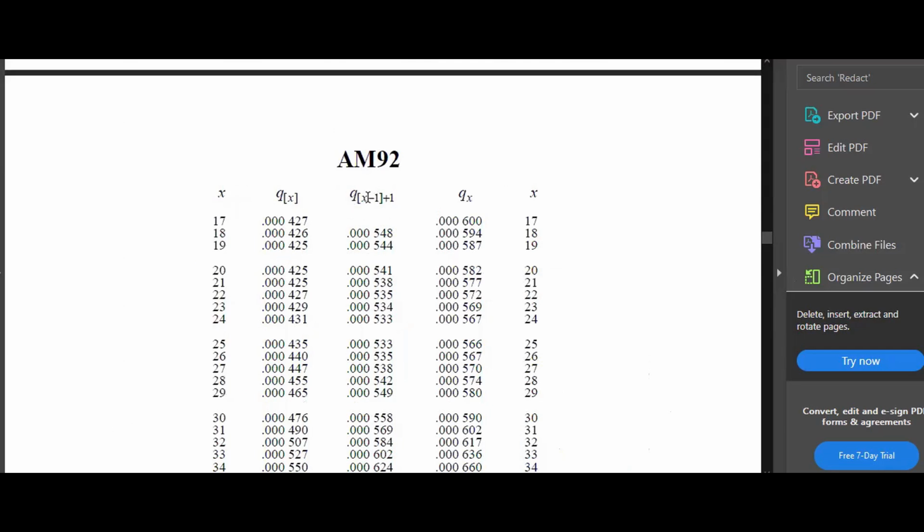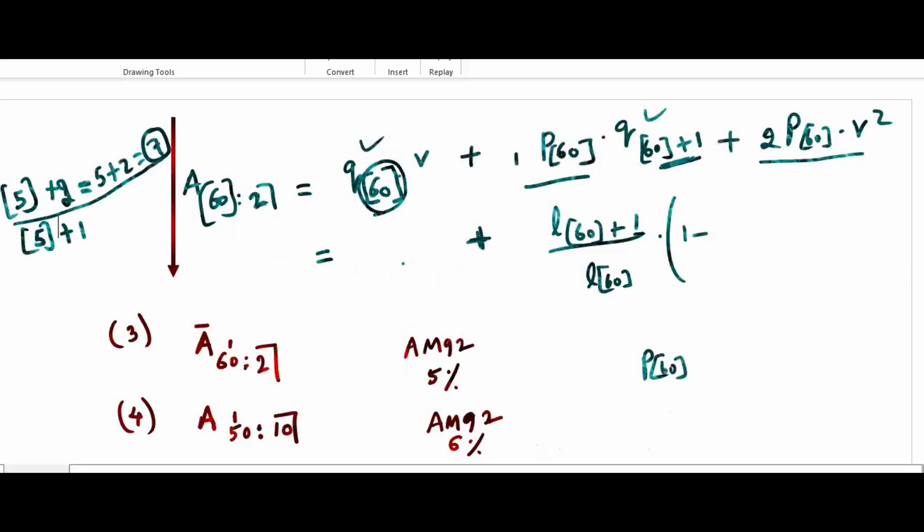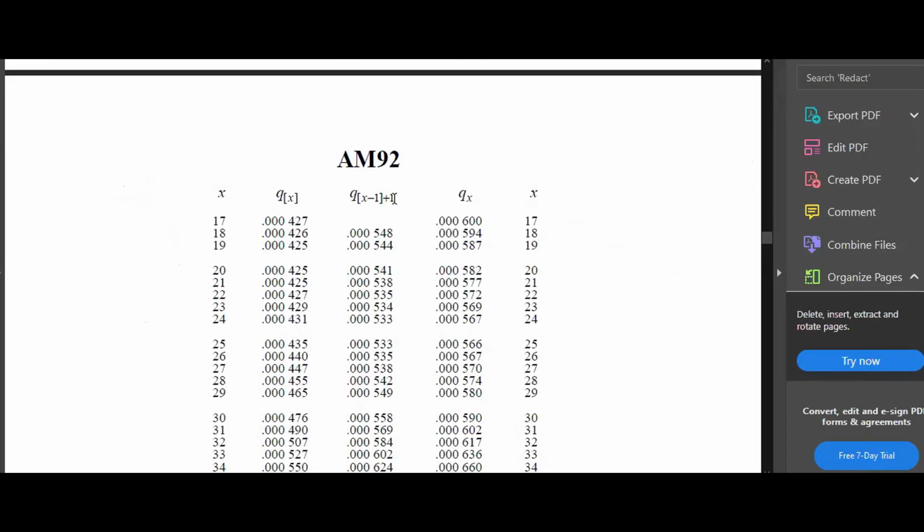See here, q x minus 1 bracket plus 1. This is given. Okay. Suppose you want to find this value, Q 60 plus 1 directly. Here x you have to consider 61. Okay, remember 61 minus 1 plus 1. This way it's given. Q x minus 1 plus 1. So if you take x 61, then it will be q 60 plus 1. That you need to know. That is the only thing.